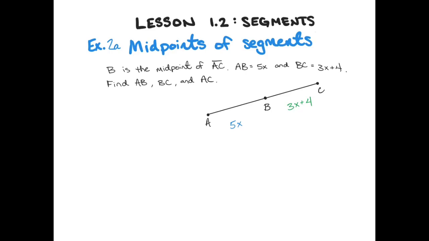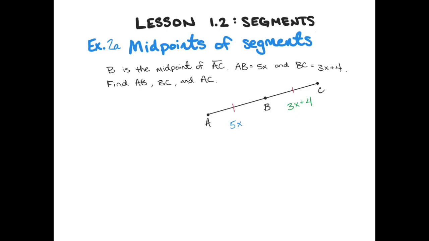Alrighty, in this example, we're going to be looking at midpoints of segments. This one says that B is the midpoint of AC. So that means that this point B bisects segment AC. And bisects means that it cuts it into two congruent segments, or equal.